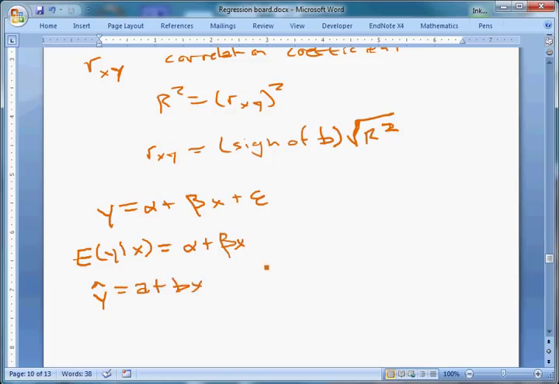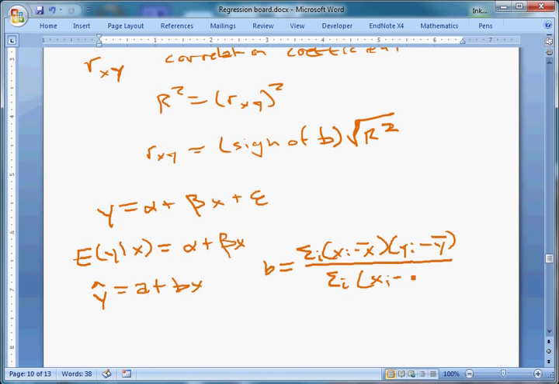We learned how to estimate the least squares estimates of b and a. B is the sum of xi minus x bar times yi minus y bar, and that's the sum across every observation, all over the sum across every observation of xi minus x bar squared. We learned about how to estimate a, or alpha, how to calculate a. Once you've done this, it's y bar minus b times x bar.